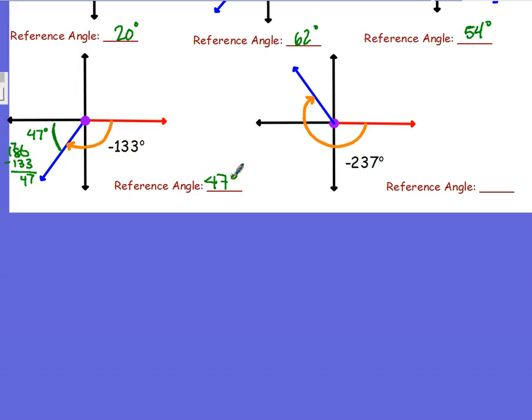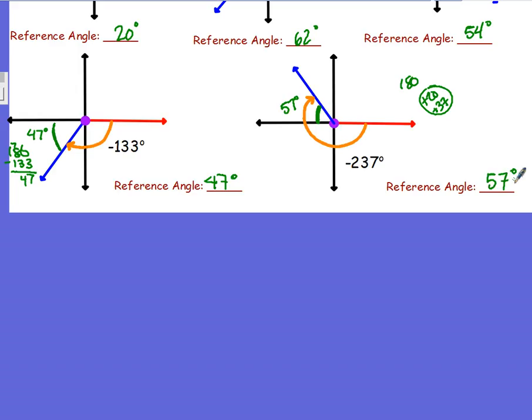Last one, right here. So I went past 180 by how much? So I could think, okay, well, I needed 20 more to get to 200, and then 37 more to get to 237. So in total, I needed 57. So this should be 57 degrees. But we're only doing positive. There's nothing negative about it. Our reference angle is 57 degrees.